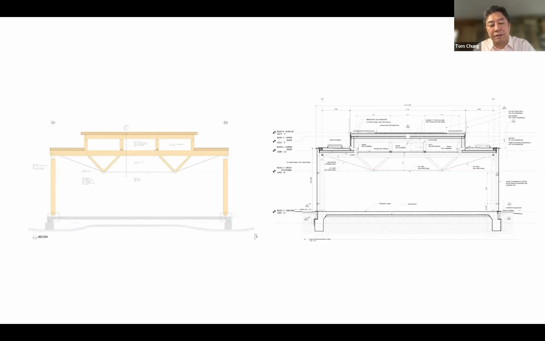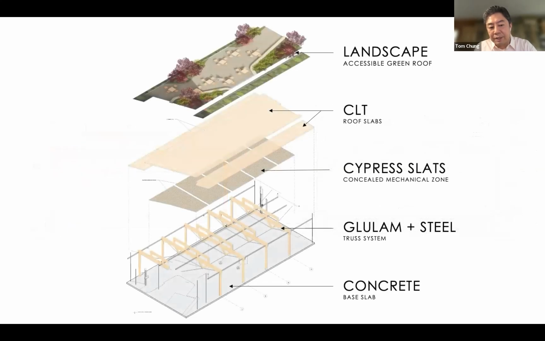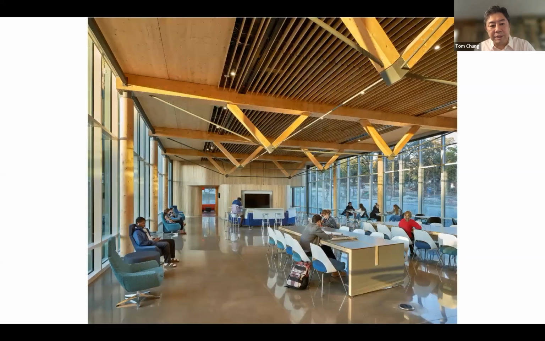On the left, the wood structure, and then on the right, how that integrates with the rest of the architecture. A quick exploded axonometric of the various components from the top, the landscape accessible green roof, the CLT panels for the roof slabs, then the cypress slats to conceal the mechanical zone in between, which then is supported by the glulam and steel structure that then sits on a concrete-based slab. So you can see an image of that main space there that really then takes full advantage of, I think, the beauty and the calming and the restorative effects of mass timber and wood.